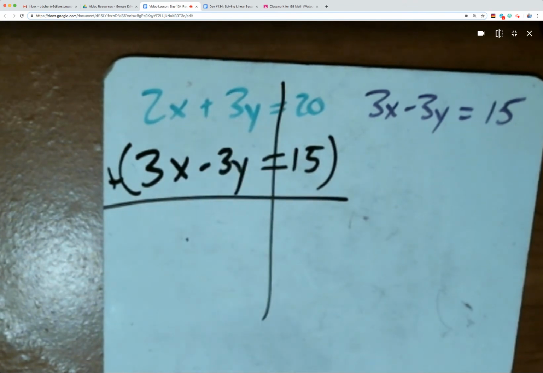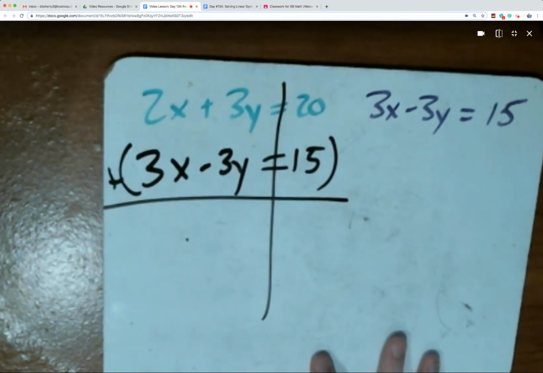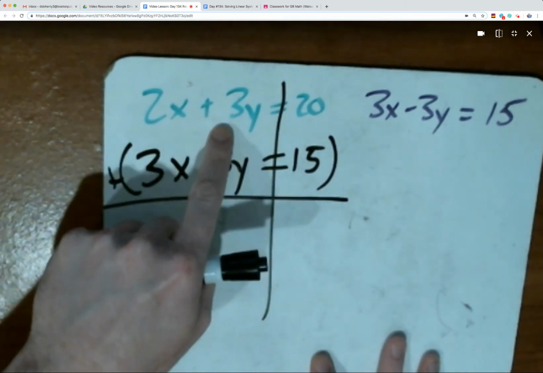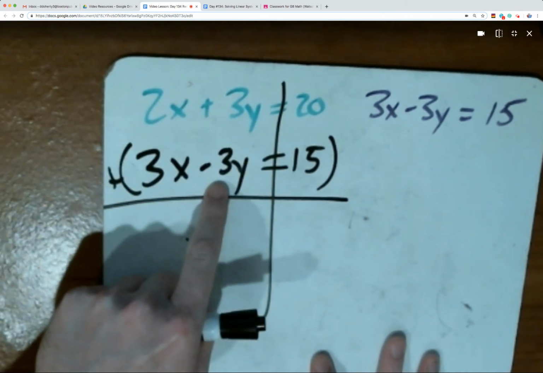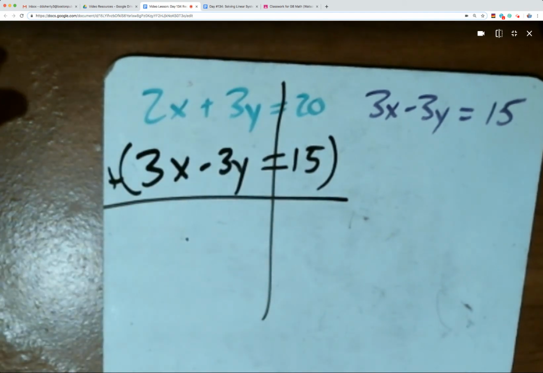What would happen to the y variables? We see here, since the y variables are inverses or opposites of each other, positive 3y and a negative 3y, they're going to eliminate each other. There's going to be no y's left in the equation.